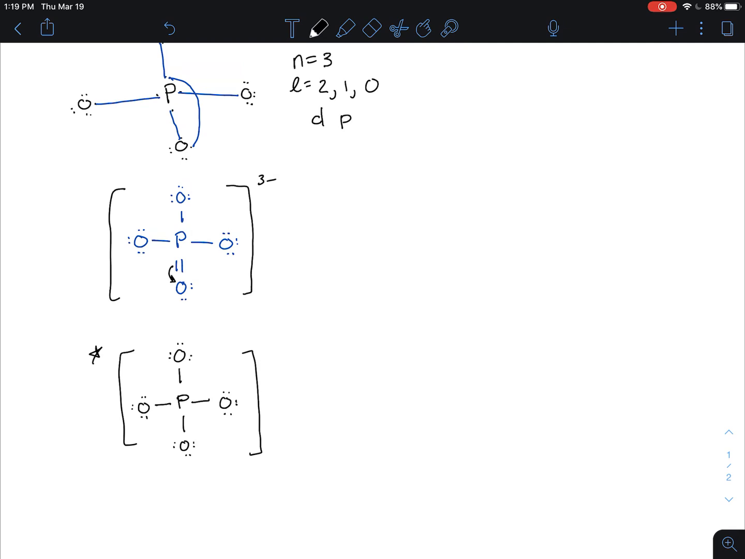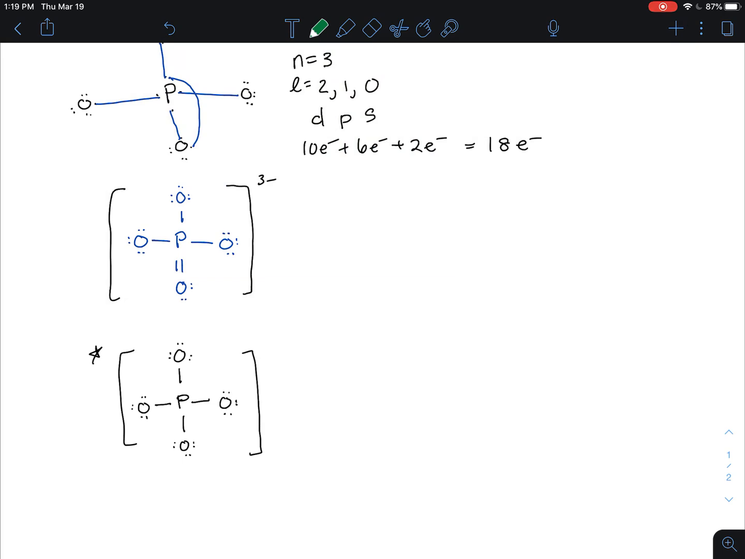When you are in period 3, you have a 2, 1, 0. You have d orbital, p orbital, and s orbital. The d orbital is 5 orbitals. I can have 10 electrons, plus the 6 from the p, plus the 2 from the s. So I have space for 18 electrons. So what that means is I can expand my octet.